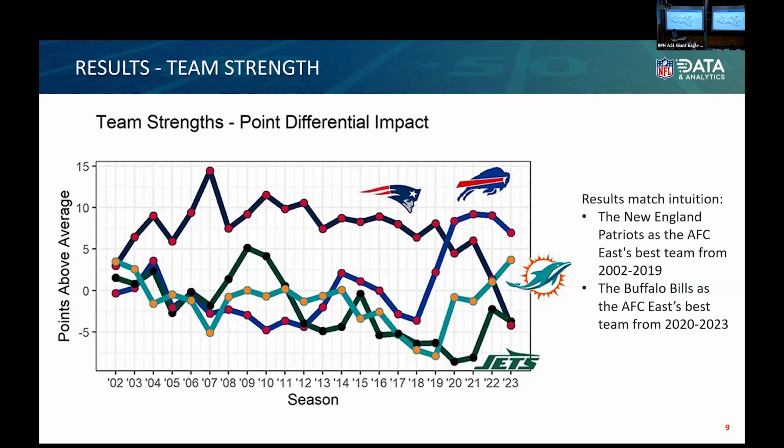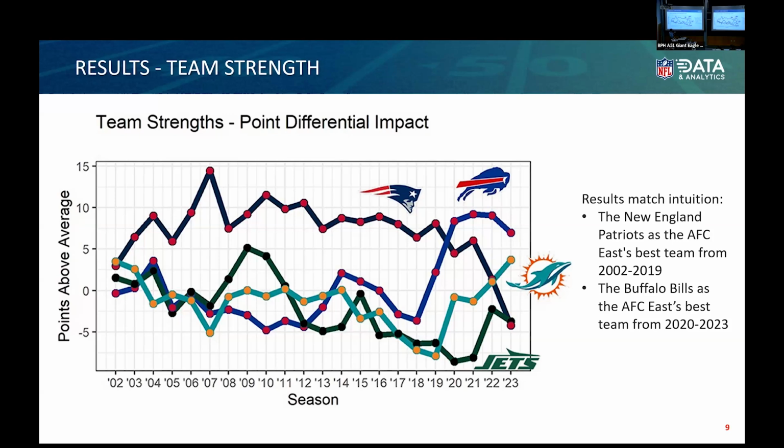All right, so let's go into some results. I'm going to show you this team strength plot. Again, we're not interested in the team strength necessarily as a result, but we just want to use it to spot check to make sure our results make sense. So here are the team strengths for the AFC East from 2002 to 2023. We picked this division because I think a lot of people probably remember that the Patriots were the strongest team in that division for a pretty long period of time. However, recently the Buffalo Bills have been the strongest team in that division.